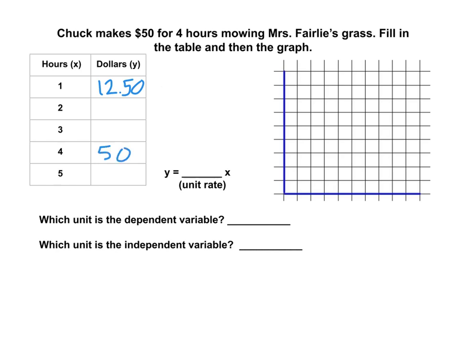We need to fill in the rest of this table. So remember, our unit rate is what goes into our equation. So y equals 12.5x. I don't have to put the 0 here when I'm just talking about it as the unit rate, like to be multiplied, but I do when I'm talking about it here in the table because it's talking about money. So to fill in the rest of this table, I need to multiply each of these by 12.5. So I'm going to multiply 2 by 12.5, 3 by 12.5, and 5 by 12.5. Go ahead and pause the video and do that and come back and check your answers with me.